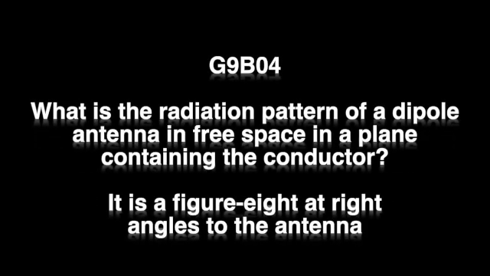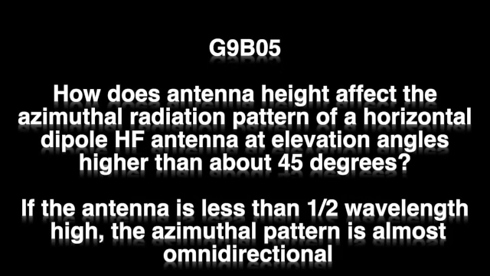G9B04. What is the radiation pattern of a dipole antenna in free space in a plane containing the conductor? It is a figure 8 at right angles to the antenna. G9B05. How does antenna height affect the azimuthal radiation pattern of a horizontal dipole HF antenna at elevation angles higher than about 45 degrees? If the antenna is less than 1/2 wavelength high, the azimuthal pattern is almost omnidirectional.